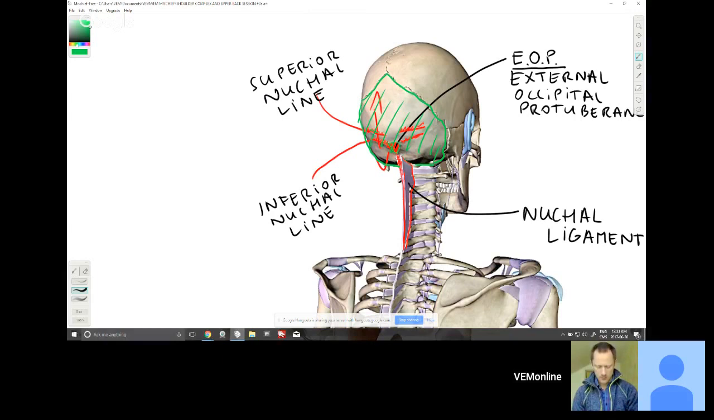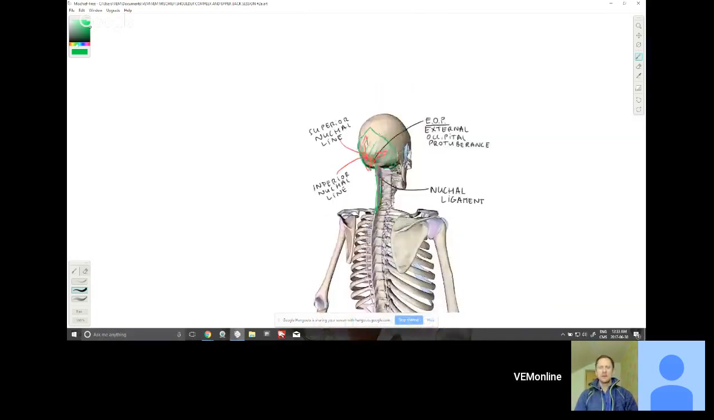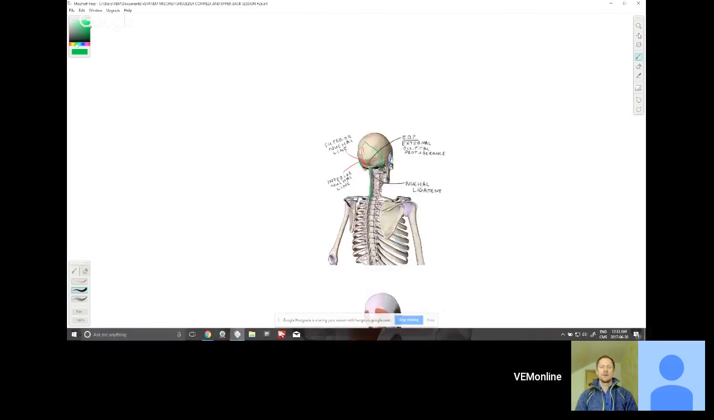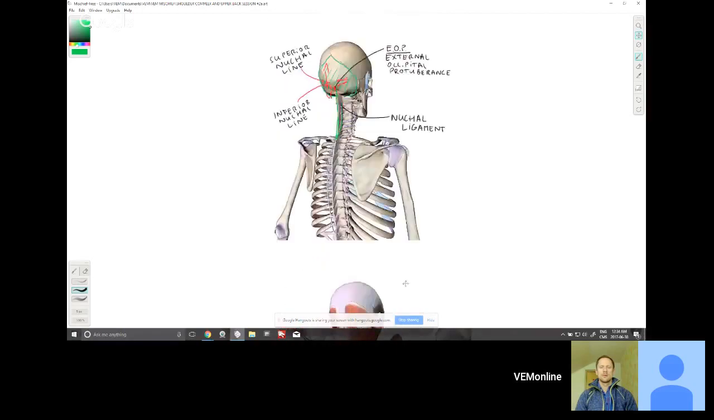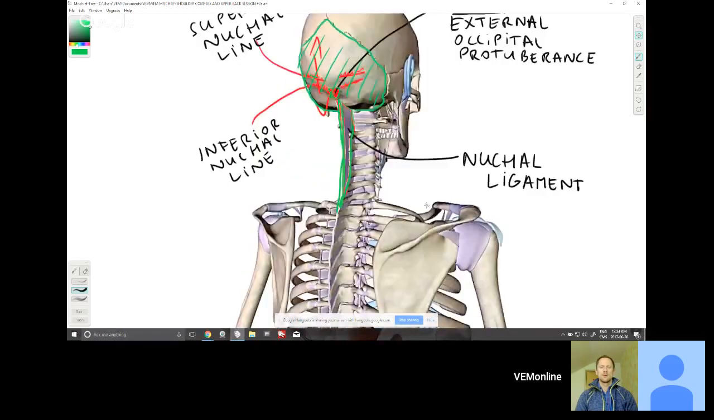And then as we go lower, the nuchal ligament, which attaches to the occipital bone, but also attaches to the spinous processes of the cervical spine and the first thoracic vertebrae. So it's kind of spanning out like that. Okay, that's good enough. So the first muscle is the levator scapula. Let's use this image for a moment here.